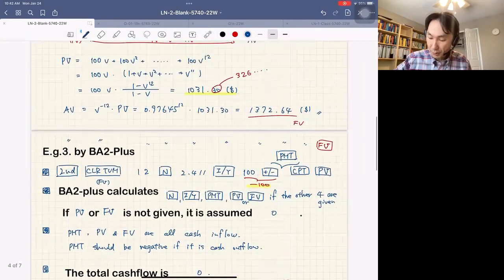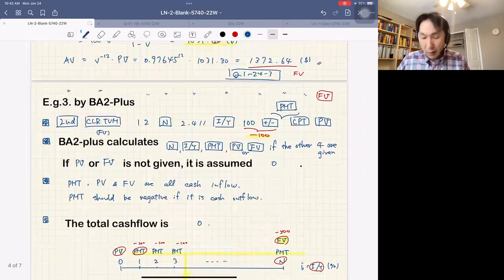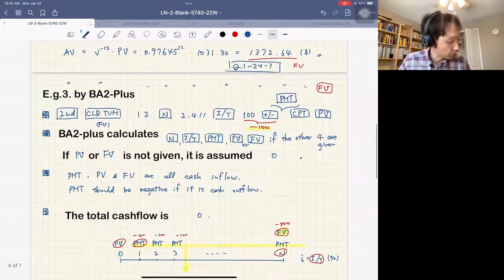And there is one similar question to this in quiz 124.3. Any questions for this question or how to use the BA II Plus?